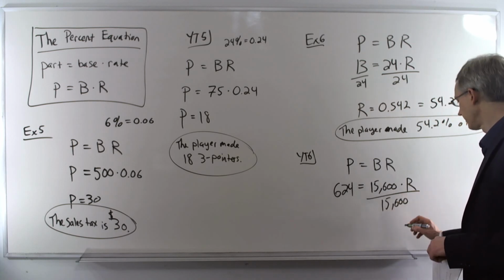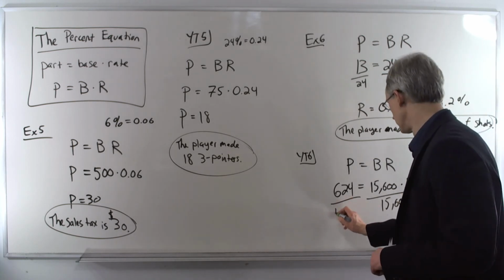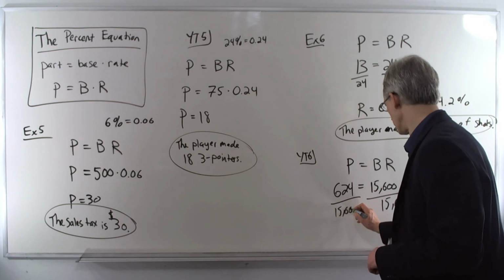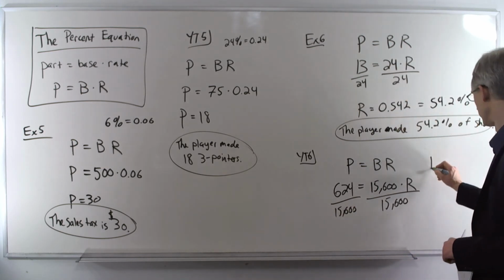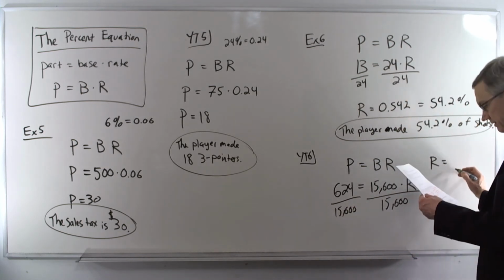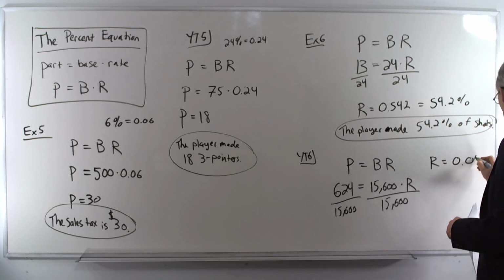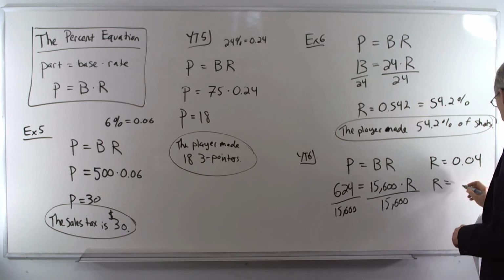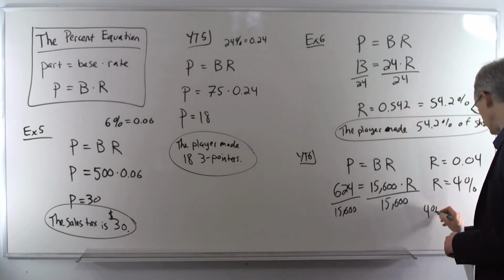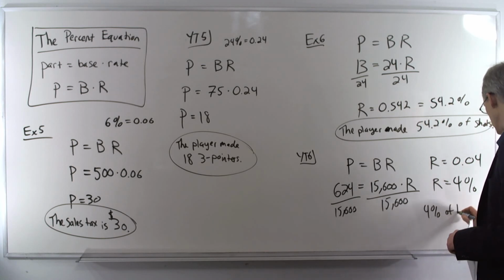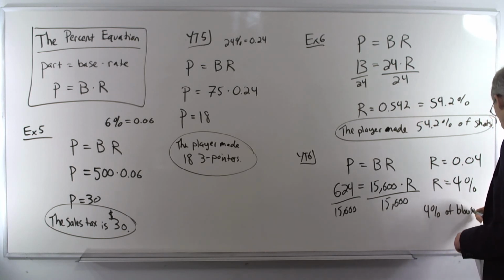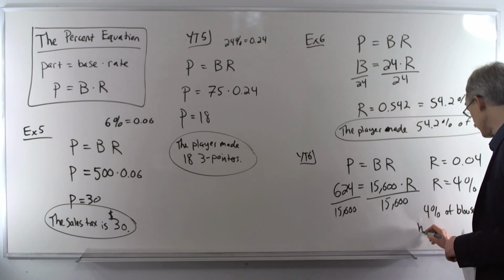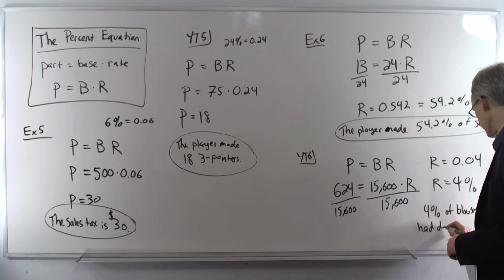Divide both sides by 15,600. And that gives us an R of 0.04. So that means R is, with the decimal to the right, we get 4%. So 4% of blouses had defective stitching.